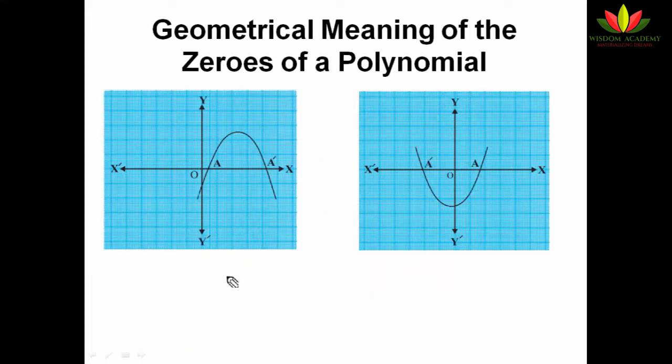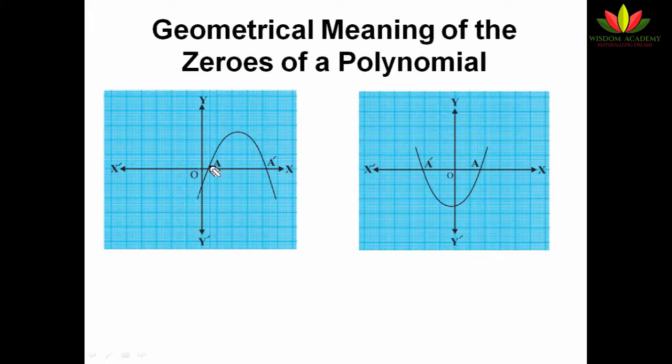Next, what we are going to see is the geometrical meaning of the zeros of the polynomial. It means that the number of times the x-axis is cut by the graph of the given polynomial is the number of zeros of the polynomial. That is, every polynomial function can be drawn as a graph in a Cartesian plane. It may be a line or a parabola or something else. Accordingly, how many times it crosses the x-axis, that is the number of zeros.